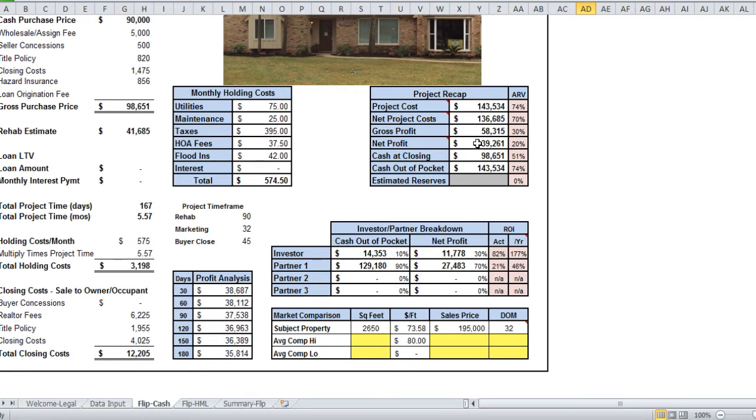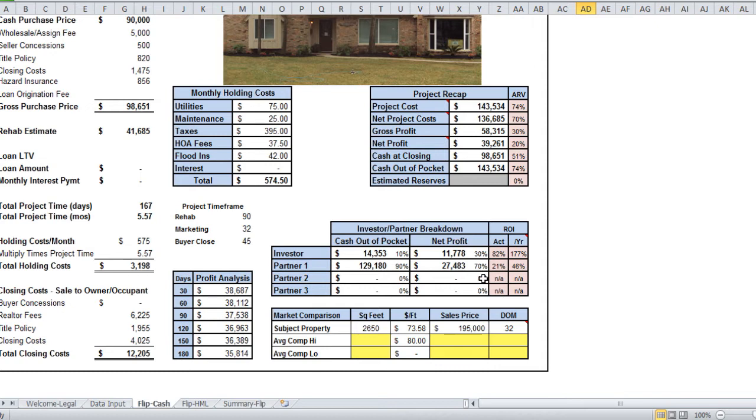So remember up here we had our net profit of $39,261. Well, how is that going to be broken down and distributed once all costs are paid? In our scenario here, we're getting 30% of that net profit to compensate us for our cash that we entered plus our time that was spent. And our partner is going to get 70% of the profit, so $27,483.